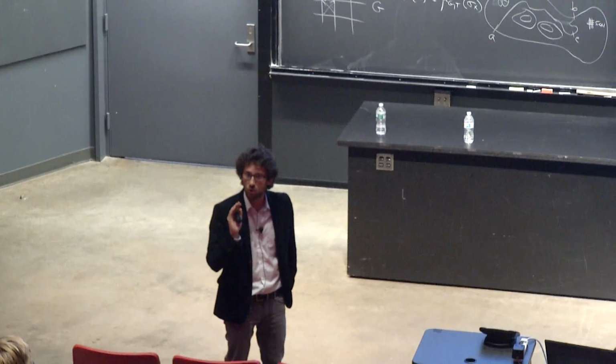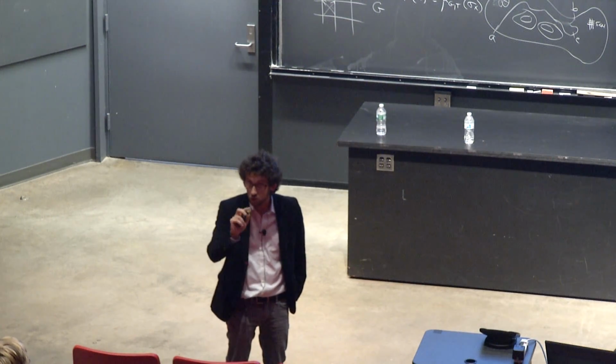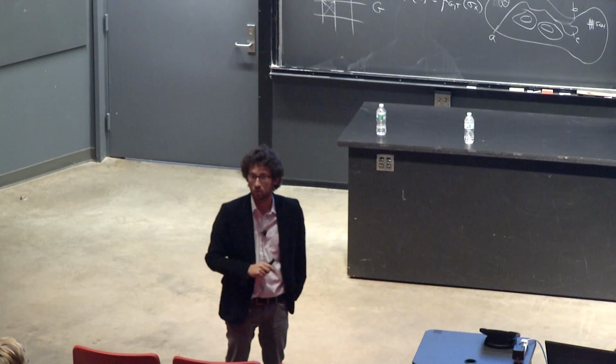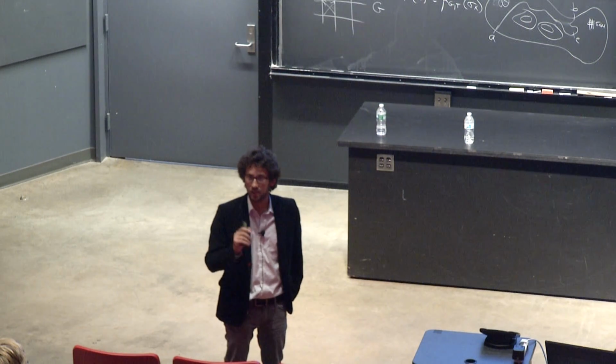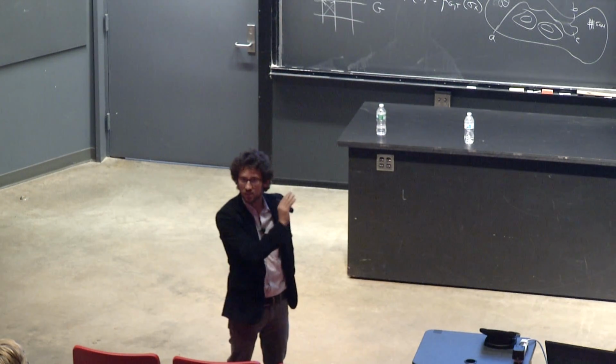For the O(N) model, you have two nice values, and they correspond to fixed points of the renormalization group. But that's a very different story. For this case, you have only one.